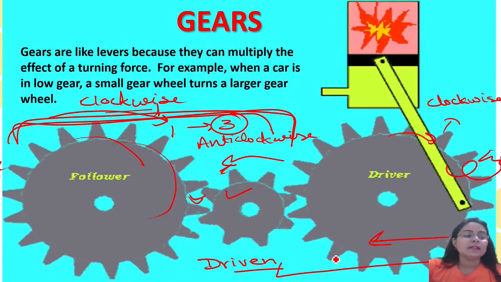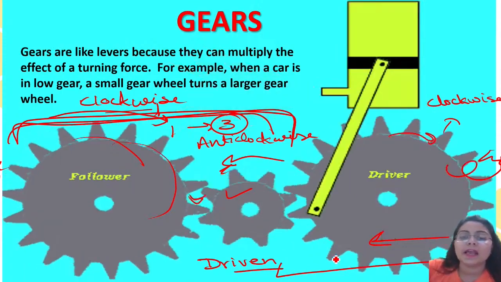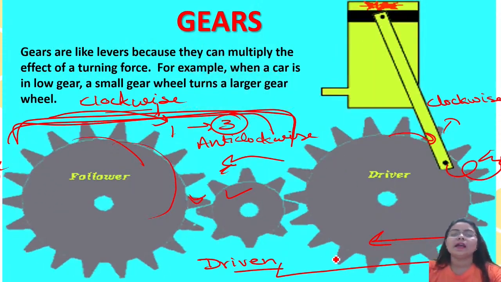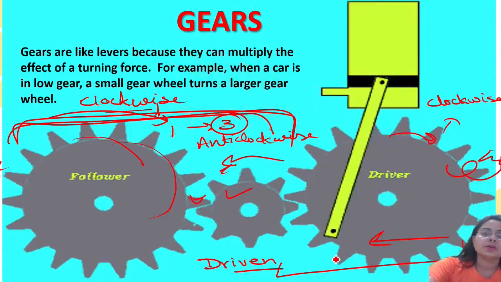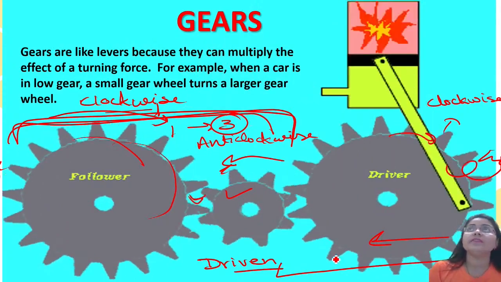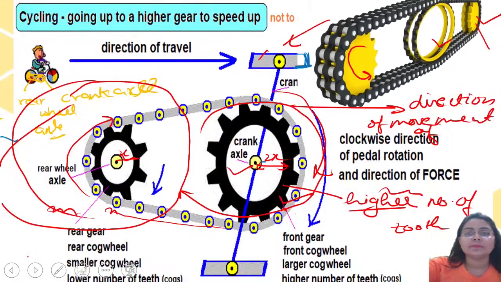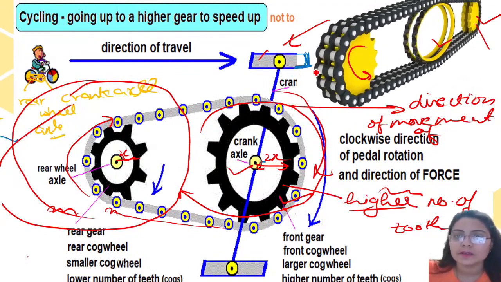So we can say that this is because the turning force on the larger gear wheel acts further from the pivot than the turning force of the smaller gear wheel acting on its own pivot. Okay, so this is all about how we can proceed with the gears. Now we are going to understand this concept, guys. This concept is actually different.